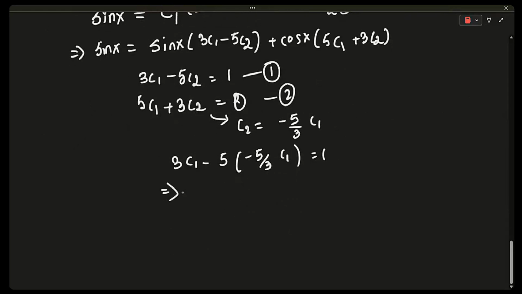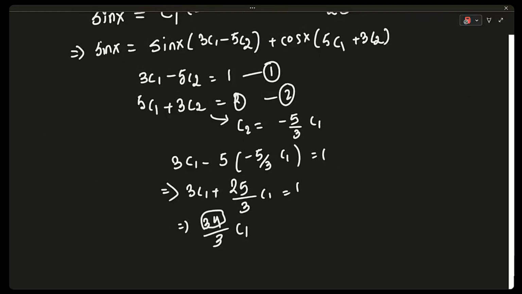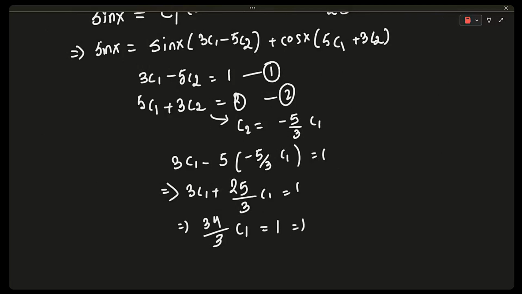This would mean 3c1 plus 25 by 3 c1 is equal to 1, which is 34 by 3 c1. And surely you should be seeing how this 34 basically comes up, which we randomly did. So there was, after all, a significance of this 34, which is root over 5 square plus 3 square, right? Which suggests that your method is also fine and it could be done, like we said, x plus alpha equals to y. So this means C1 is 3 by 34, correct?